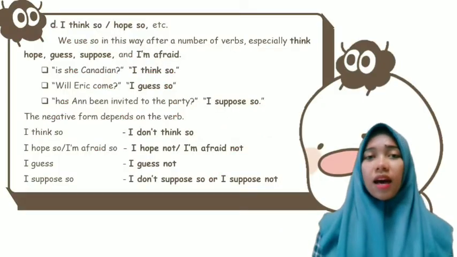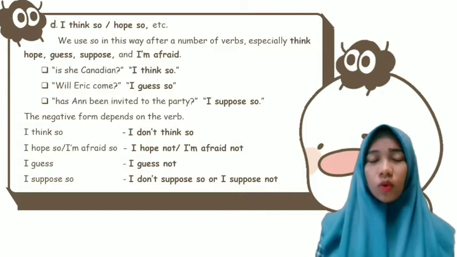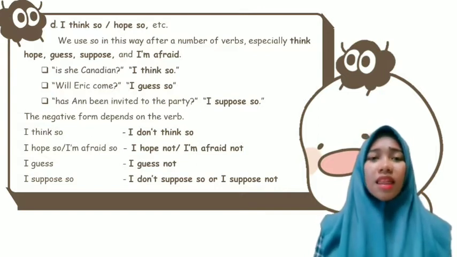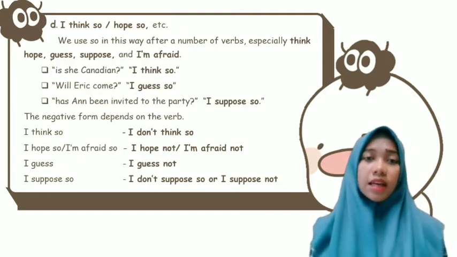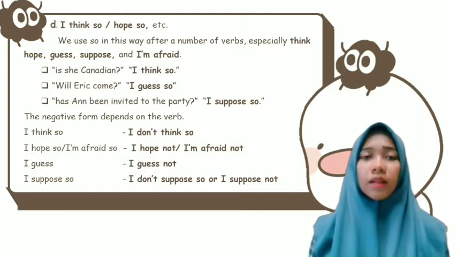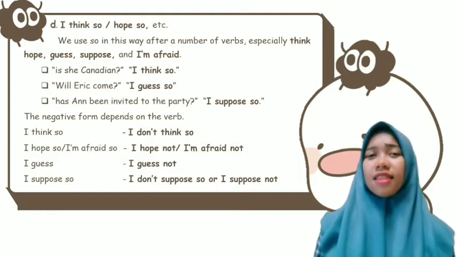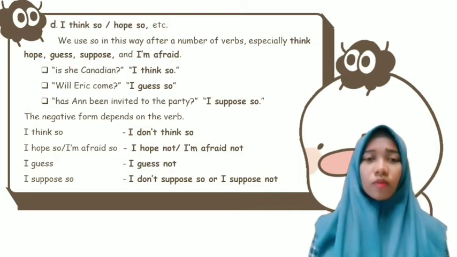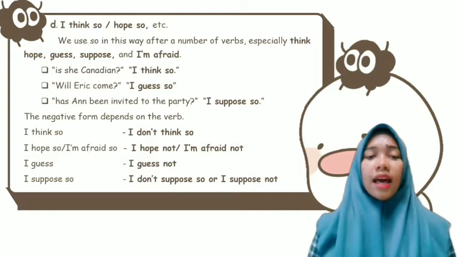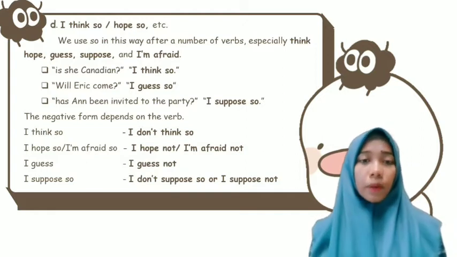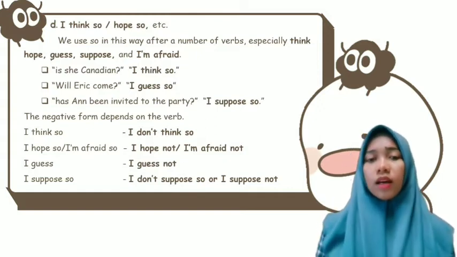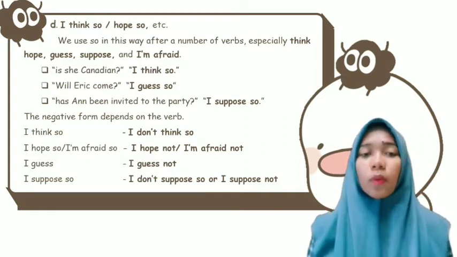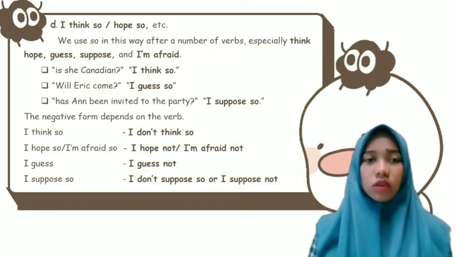In D, the example, I think so or I hope so, we use so in this way after a number of verbs, especially think, hope, guess, suppose, and I'm afraid. For the example, is she Canadian? The answer, I think so. Will Eric come? The answer, I guess so. And the negative form depends on the verb, like I don't think so. I hope so or I'm afraid so. I hope not or I'm afraid not. I guess not. I suppose so. I don't suppose so or I suppose not.